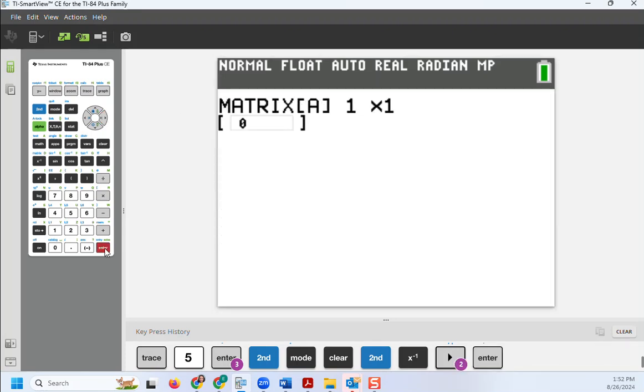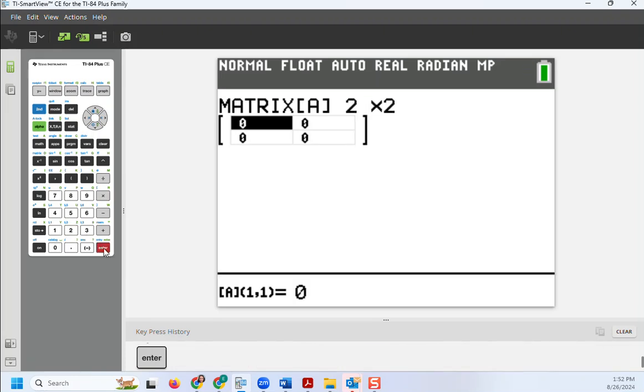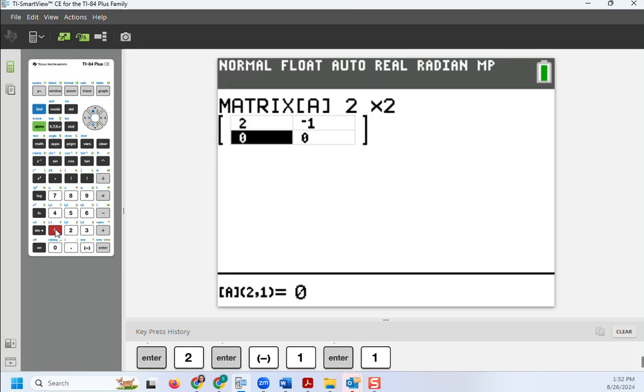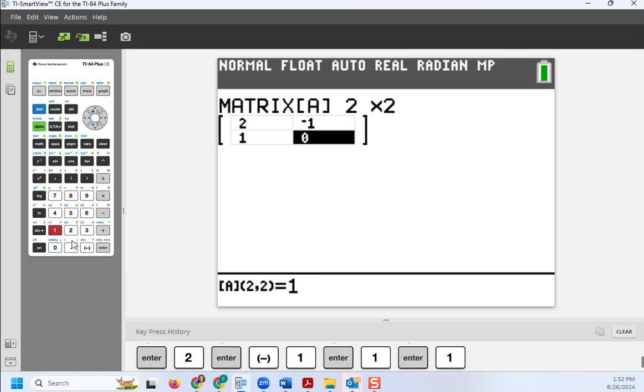Okay. Whenever I enter a matrix, the next thing I do is second quit just to get out of there so that I don't accidentally put a matrix into a matrix. Like that's just asking for trouble. So once I have this entered, I'm going to do second quit to get out of there. Who wants help getting matrix A?